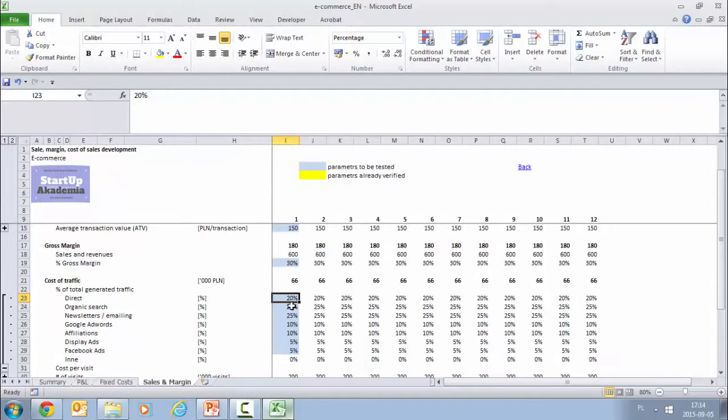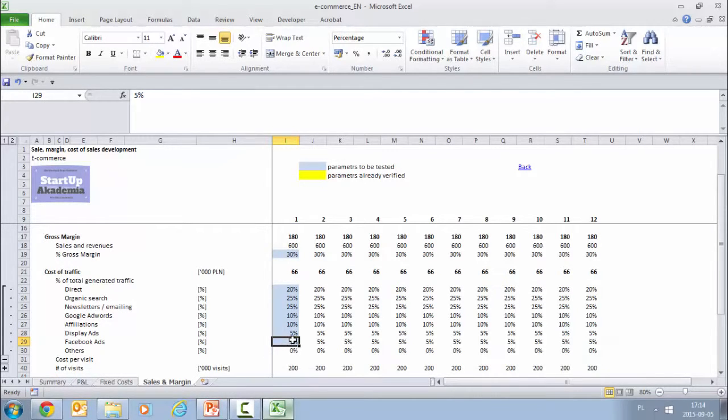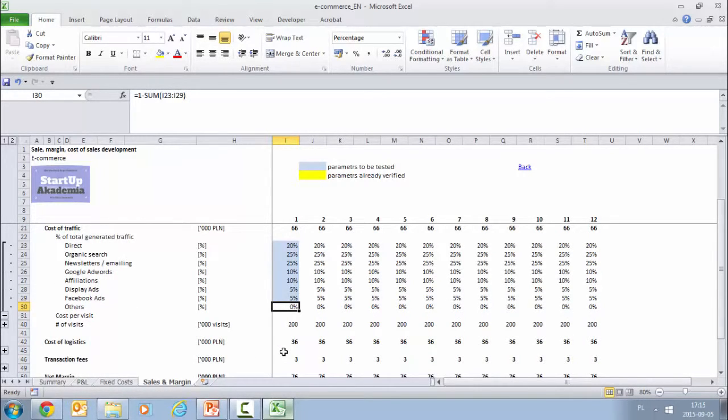Then organic search, so they basically put it into Google or Bing, and they get your site as a result of the search. Newsletters and emailing, so basically you gather the emails and you're emailing them. Google AdWords, so obviously by showing ads at the search, you get the traffic. Affiliation, if you have them. Display ads, so it could be on other places other than search. And Facebook ads. Always we will have others, so you're gonna have this here if you have any other ideas. So it could be also offline ideas.